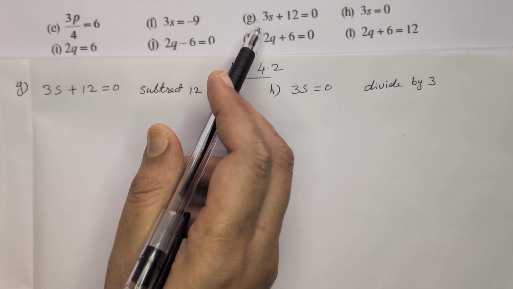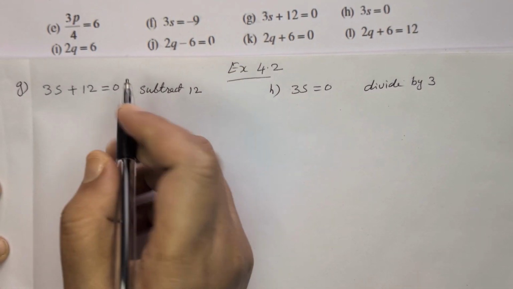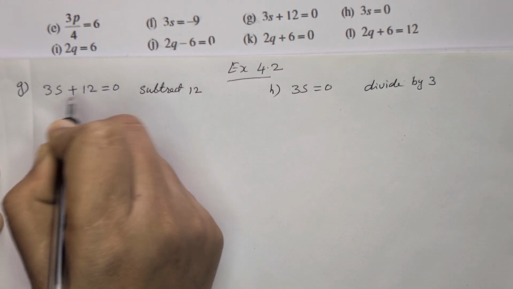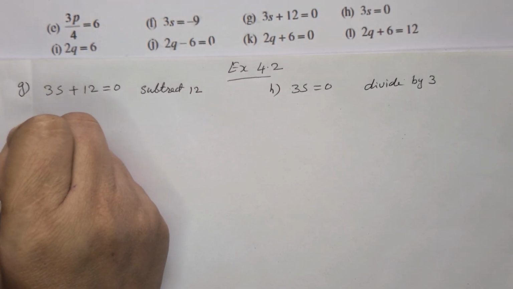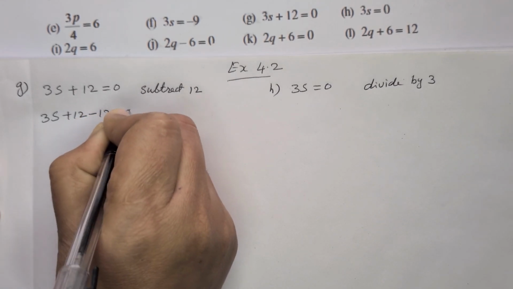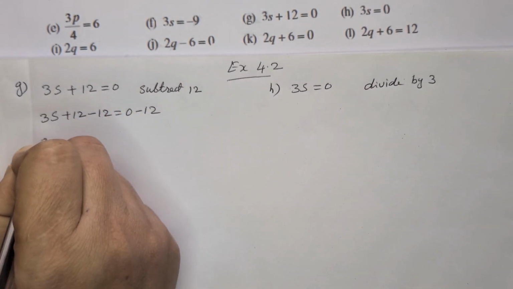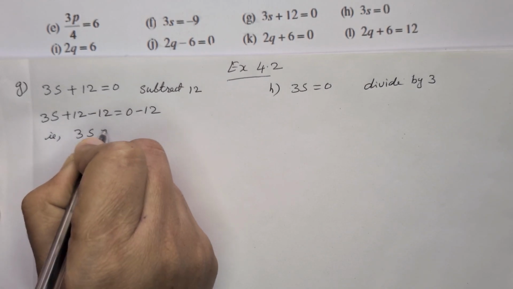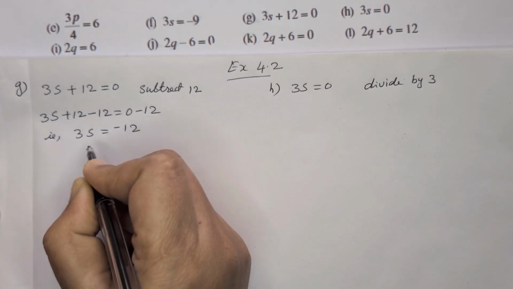Next one, G. 3S plus 12 is equal to 0. So to remove 12, first we have to subtract 12 from both sides of the equation. 3S plus 12 minus 12 is equal to 0 minus 12. That is 12 and 12 will cancel. 3S is equal to minus 12.